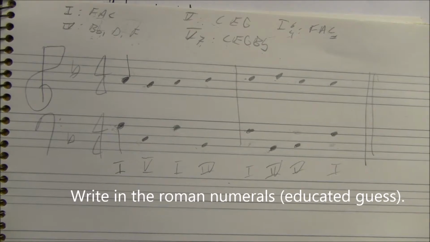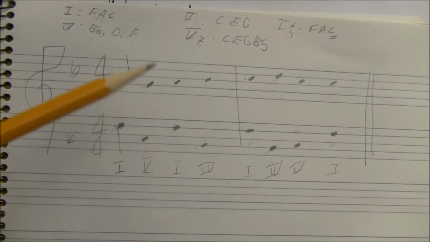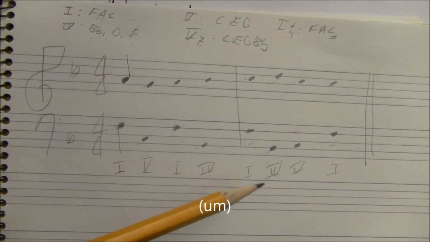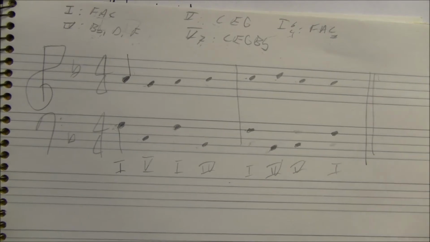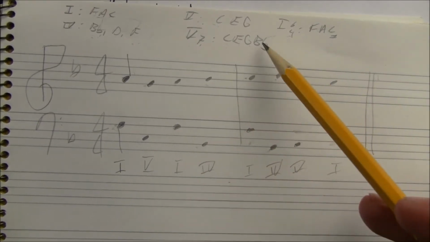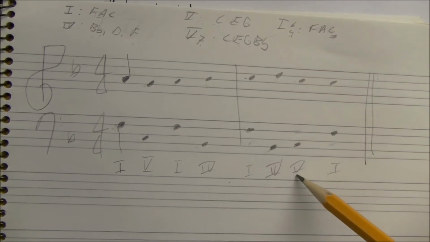This one is actually pretty straightforward. There's really only one choice for each one, just based on the root. The only one that we don't know for sure is when we get to the 5 chords here, this 5 chord and that 5 chord. We're not sure if it's a 5/7 chord or just a 5 chord.